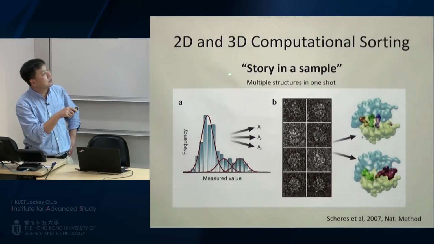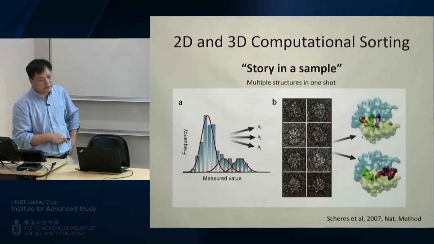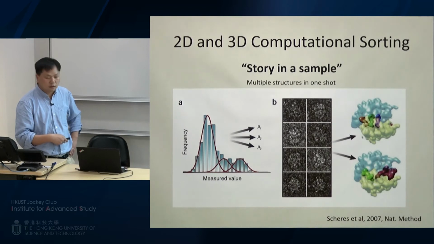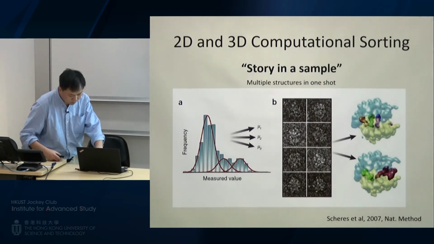So that's the good thing about the 3D classification. Before the new generation of camera, we also performed 3D classification, but we never got very good results. So I think this is a combined effect from both the algorithm development and the new device.